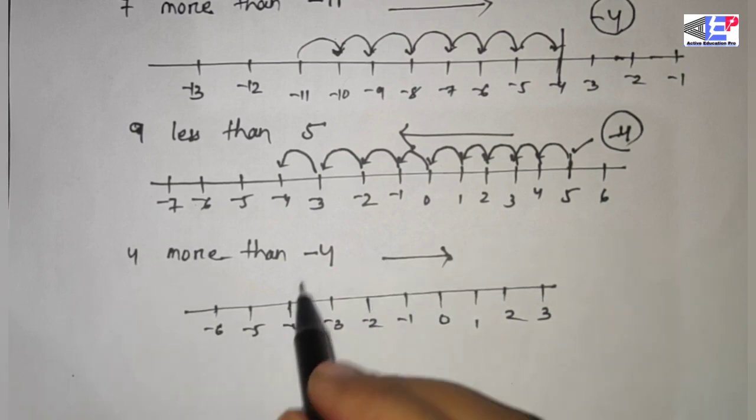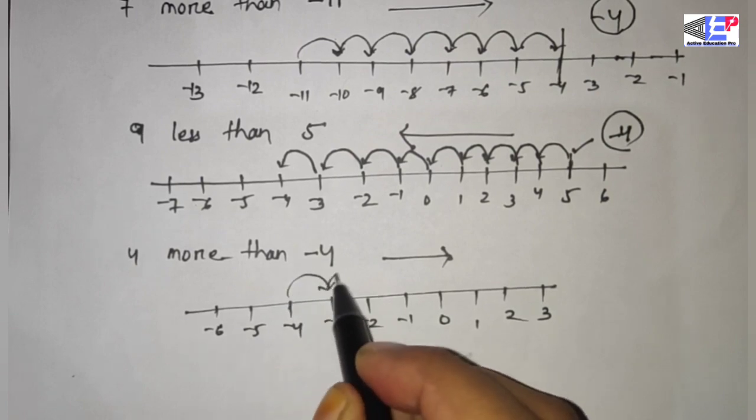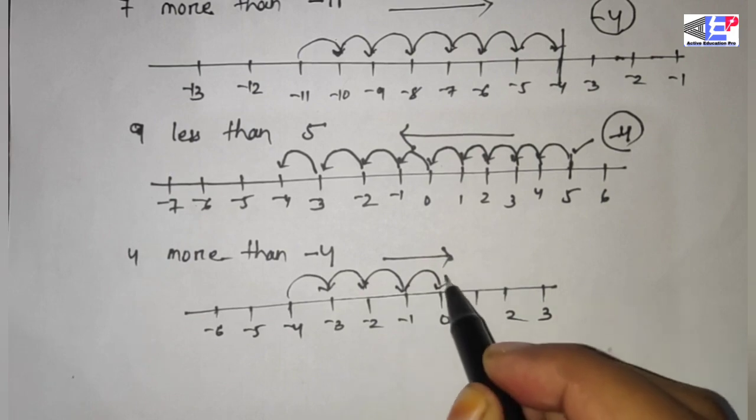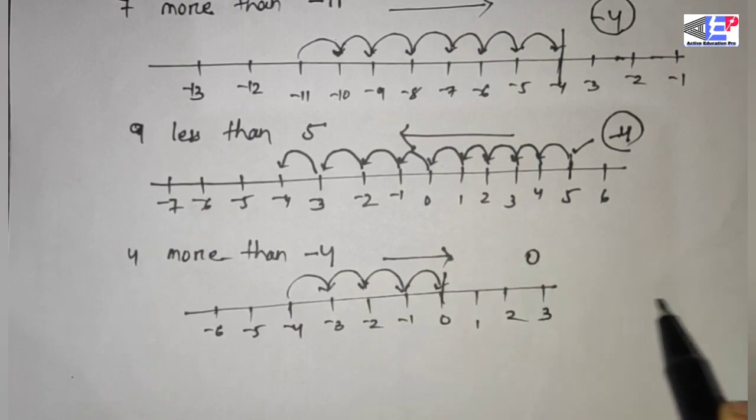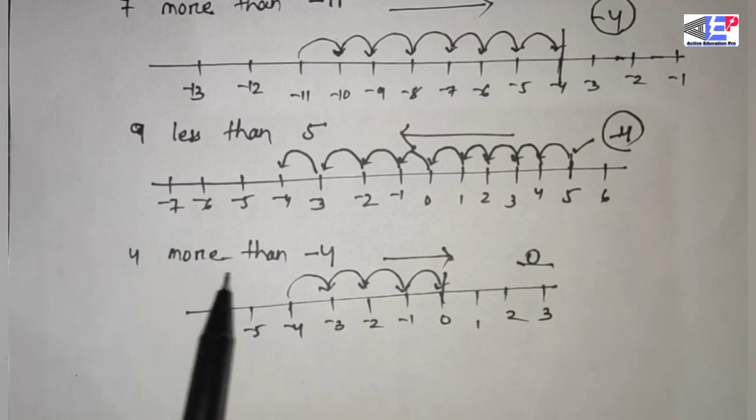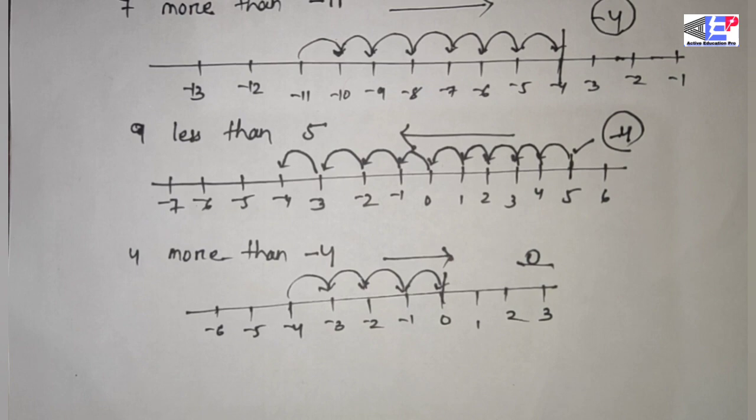So now from minus 4 move 1, 2, 3, 4, and your answer is 0. This is your answer. 4 more than minus 4, your answer is 0. Okay, so these are the examples on plotting of integers on a number line.